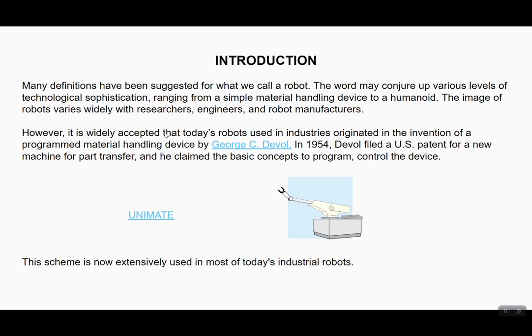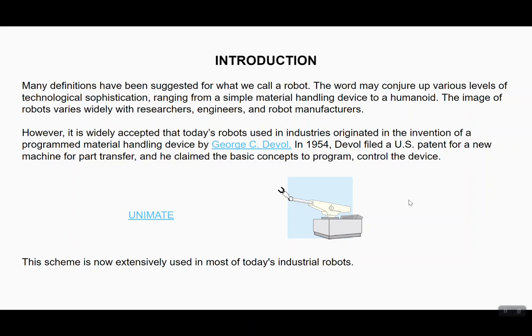However, it is widely accepted that today's robots used in industries originated in the invention of a programmed material handling device by George C. Devol in 54. Devol filed a U.S. patent for a new machine for part transfer, and he claimed the basic concept to program control the device. And here's the look of George C. Devol's robot.